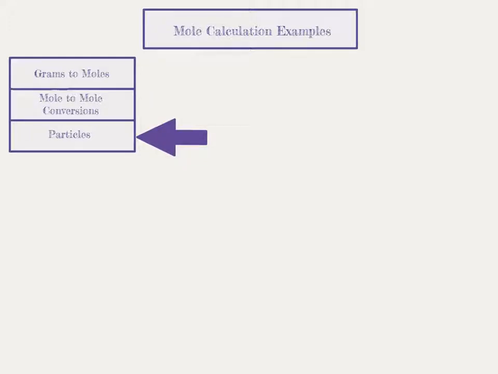Lastly, I think we should talk about how to change the grams of a particular substance into moles, and then from those moles into a type of particles. Whether those particles are atoms, ions, formula units, whatever. It's all really the same method.